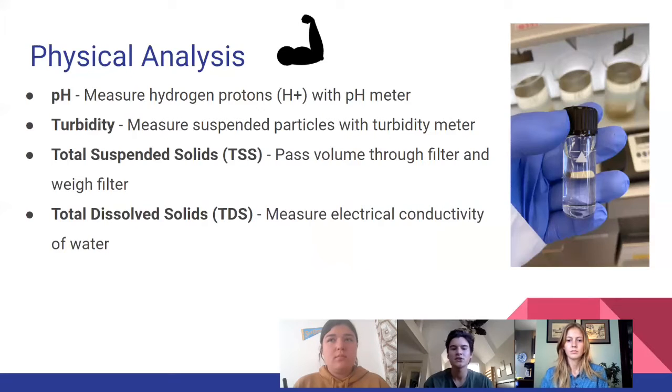For total suspended solids, we measure the weight of a filter and pump the wastewater through that filter. We then dry the filter and measure the weight, with the difference of weight from the initial to final measurements identifying the amount of suspended solids. And for the total dissolved solids, we measure the electrical conductivity in an attempt to find the salt content.